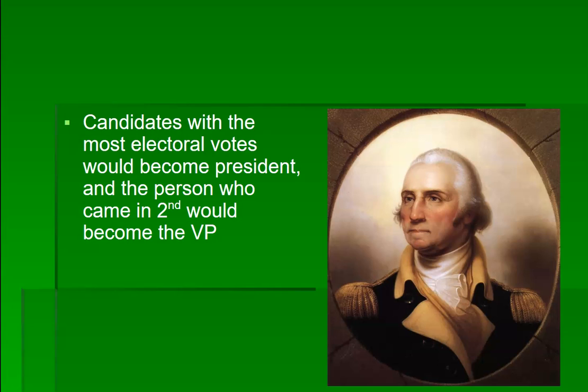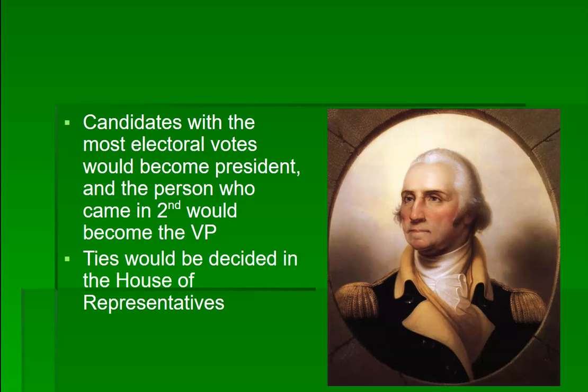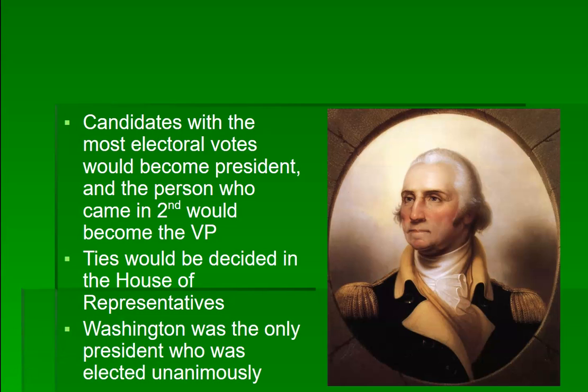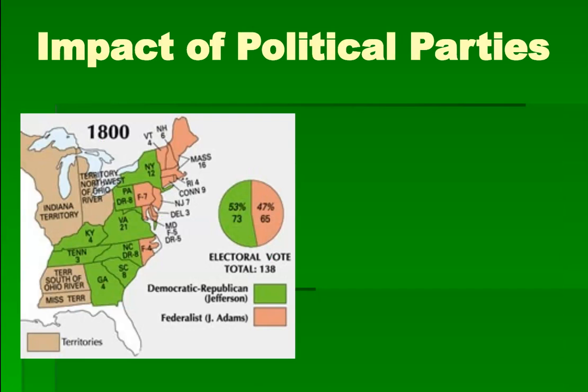Now, the candidate with the most electoral votes would become president, and the person with the second most electoral votes would become vice president. Ties for president and vice president would be decided in the House of Representatives. So this system would have made it that with a modern political party system, you would have a Republican president and a Democratic vice president, or a Democratic president and a Republican vice president. So that was going to be changed. Washington was the only president who was elected unanimously in the Electoral College.